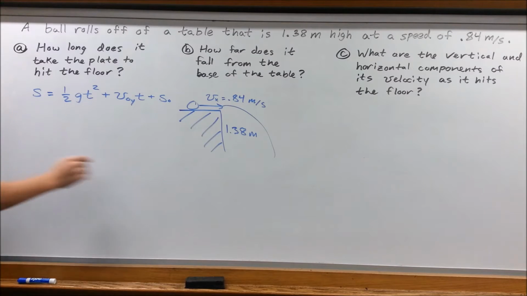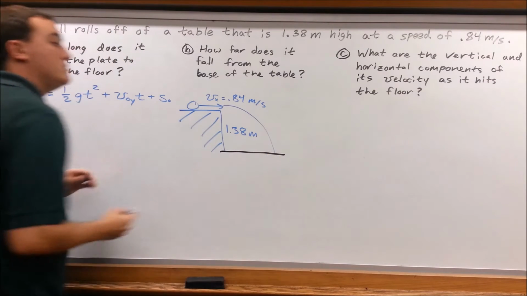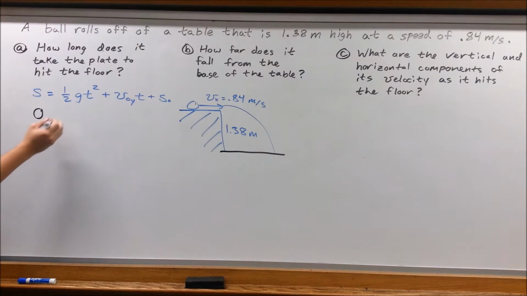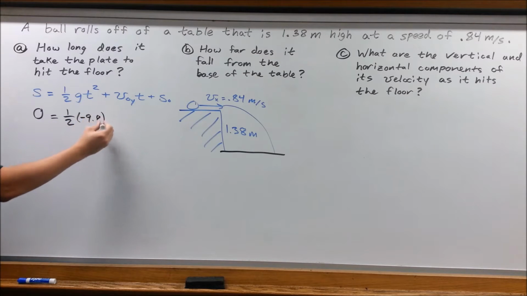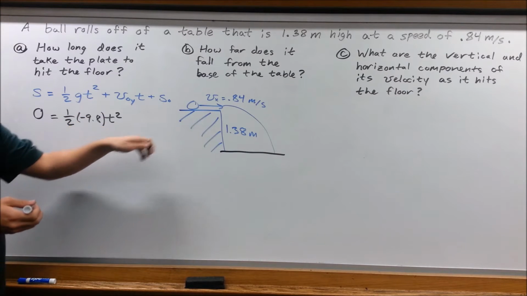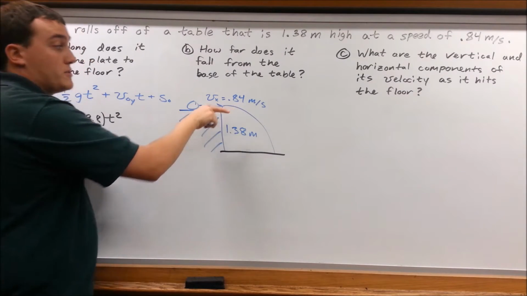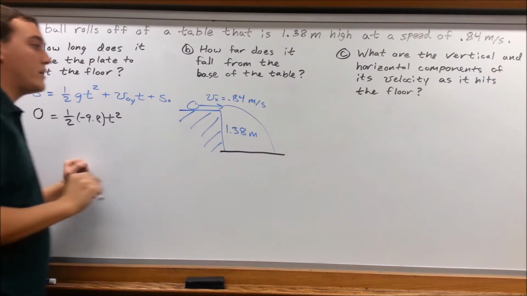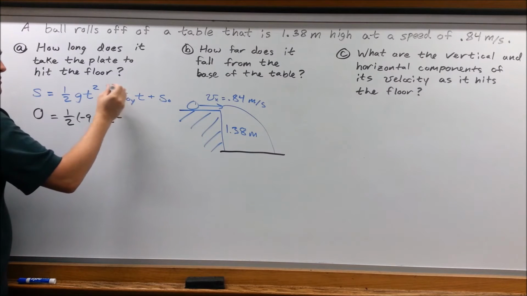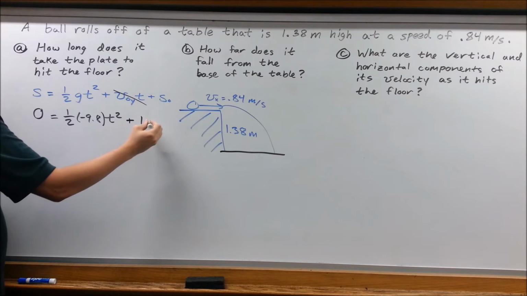We know when it hits the floor, our distance, s, is 0. So we're looking for when this equation equals 0. 1/2, gravity is negative 9.8, t squared. Now our initial velocity in the y direction is 0, because when it leaves the table, yes, it's moving 0.84 meters per second to the right, but it's not moving up or down at all. It's just moving completely to the right. So there is no initial velocity in the y direction. And our initial position is plus 1.38.